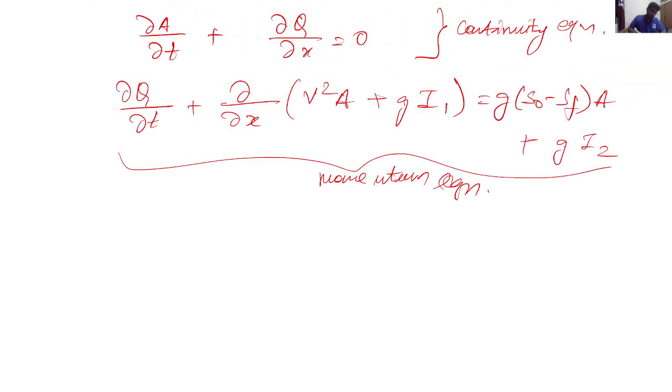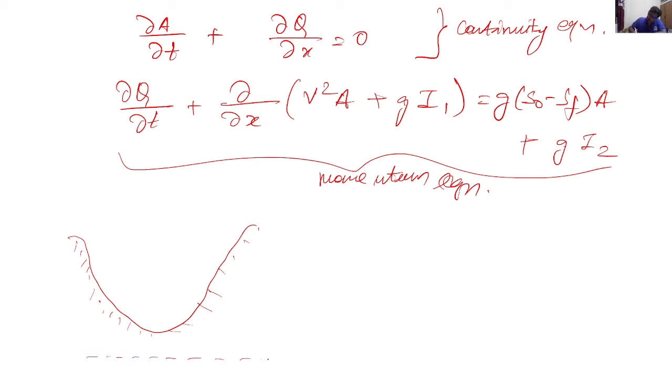So let us just see what I1 and I2 are. Let us suppose we are taking a very generalized cross section. We are not considering just a triangular cross section or a rectangular cross section or the trapezoidal cross section. Let's see how it's found out.